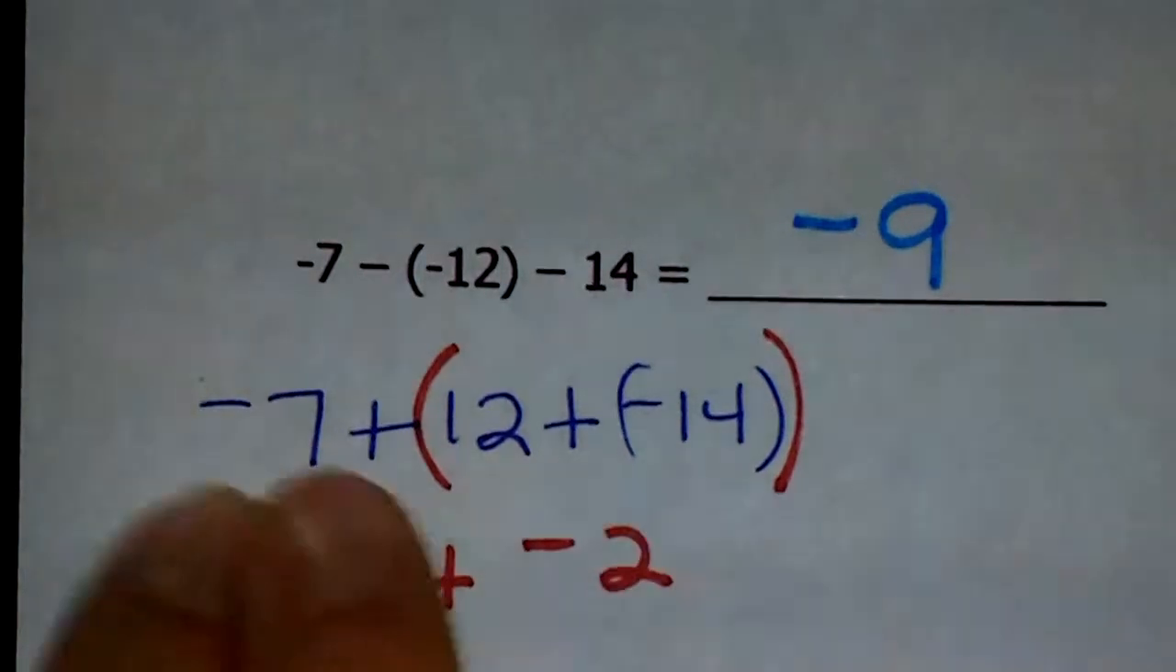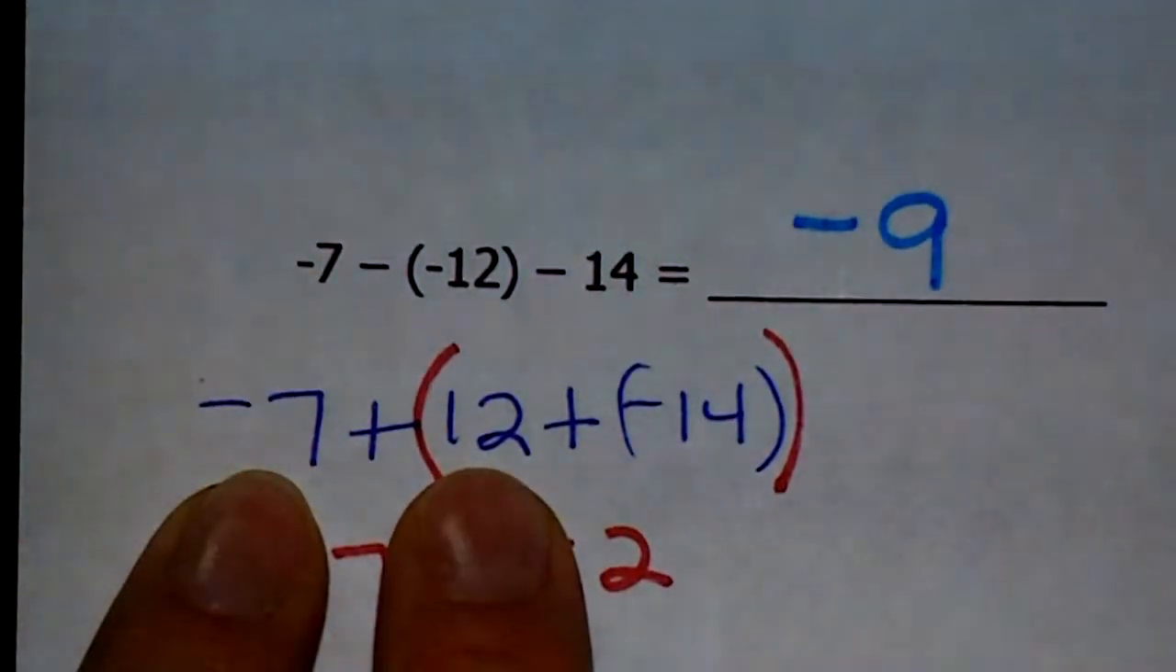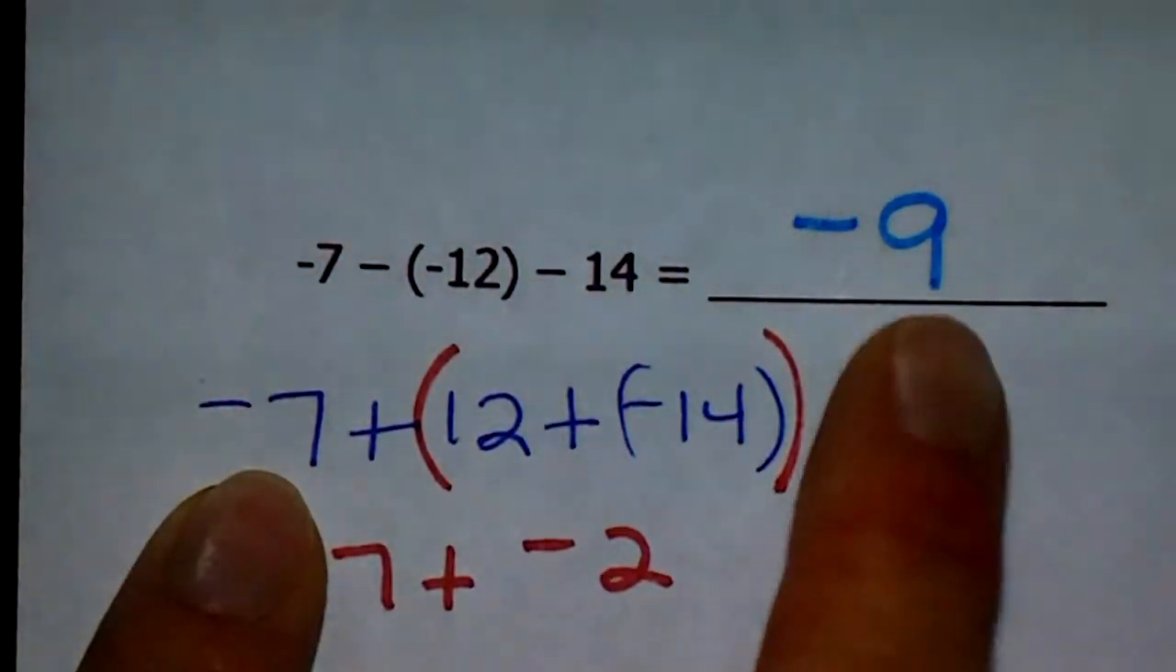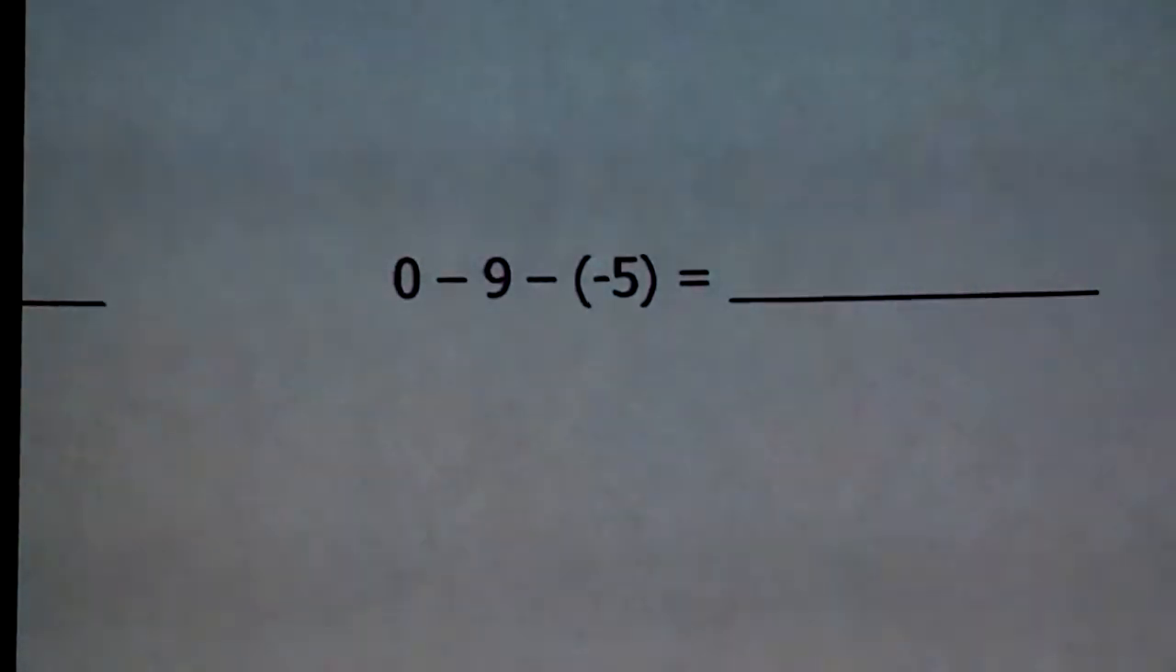If you went from left to right, you'd say negative 7 plus 12, that's 5. And 5 plus negative 14, oh, that's negative 9. So really, you can add it however you want. That's what's great about addition. Another great reason to keep, change these.